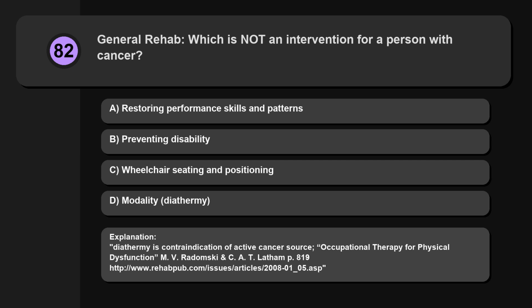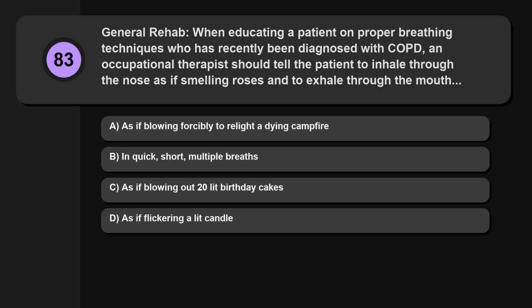Diathermy is contraindicated with active cancer. Source: Occupational Therapy for Physical Dysfunction, M.V. Radomski and C.A. Trombly Latham, p. 819. Question 83. General rehab.